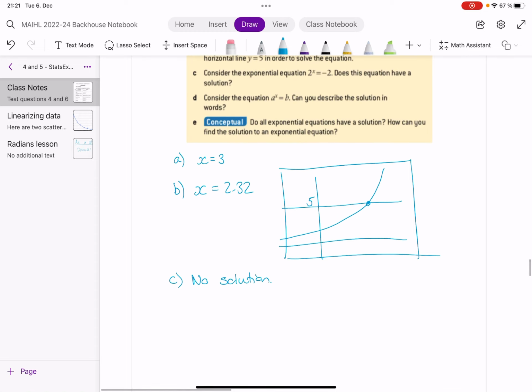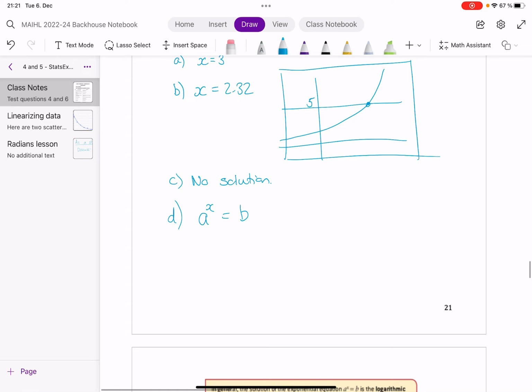Okay, so this is the really important one, D. Consider the equation a to the power of x equals b, and we're trying to solve for x. Can you describe the solution in words? In words it is, what power must I raise a to in order to get b? I don't think my English is very good there. Maybe 'to what power' would have been better. To what power must I raise a in order to get b?